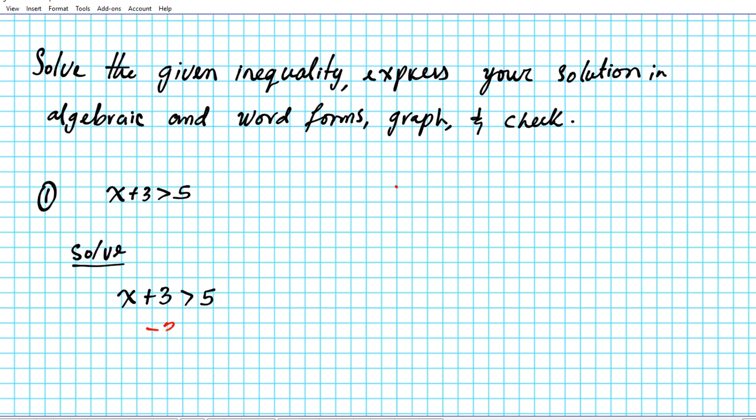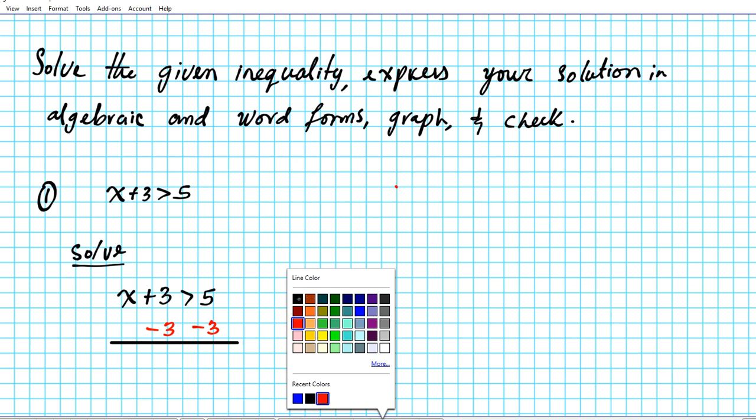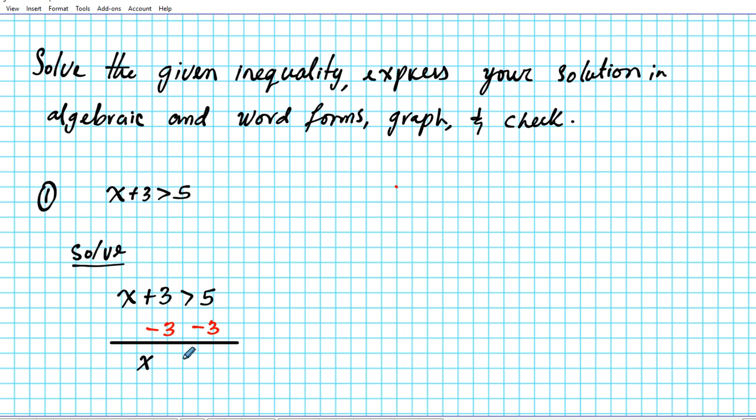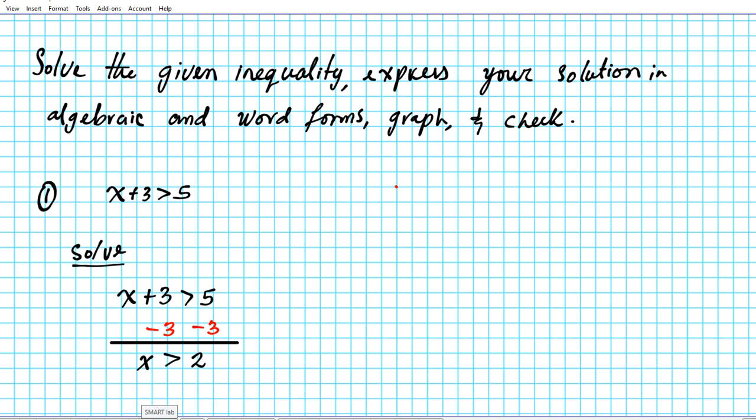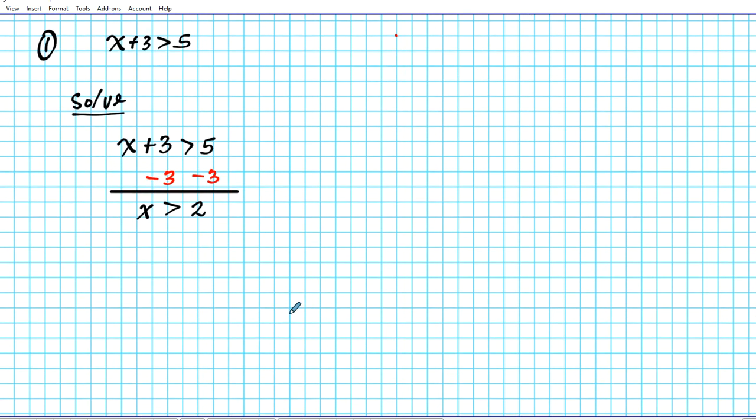So let's go ahead and subtract 3 from both sides of our inequality. When you subtract 3 from both sides, you will have x. These ones add up to 0, and you're left with x is greater than 5 minus 3. Signs are different, so you subtract, and you keep the sign of the bigger of the two, which is positive. So we're done solving. This is our answer in algebraic format, so let's box it.